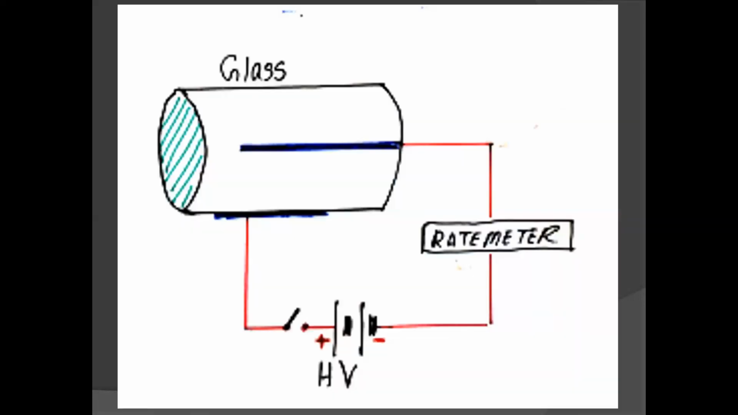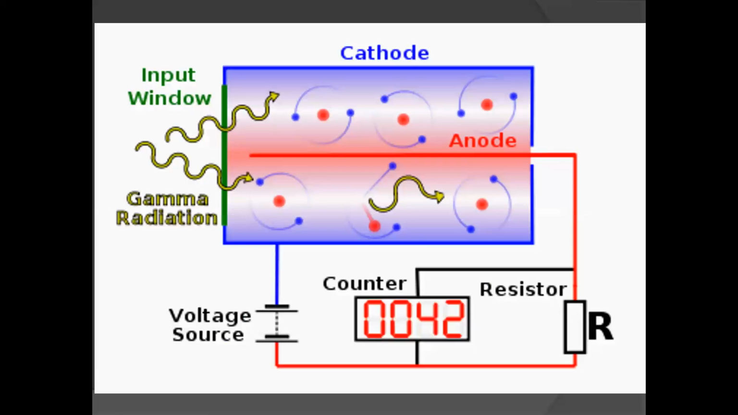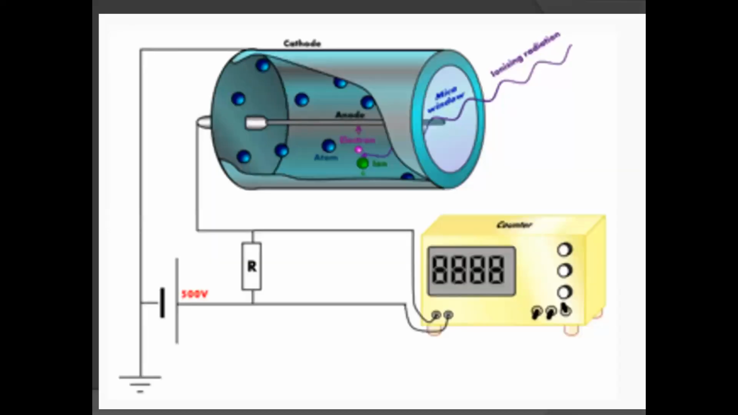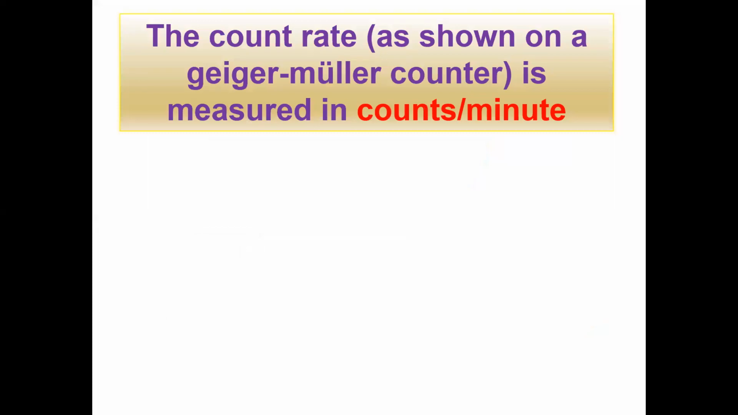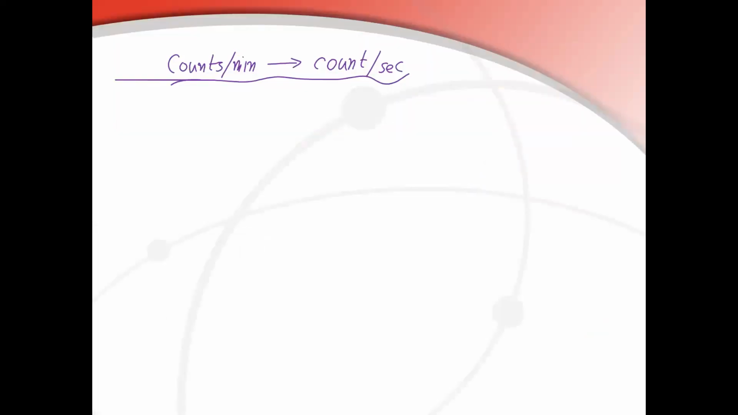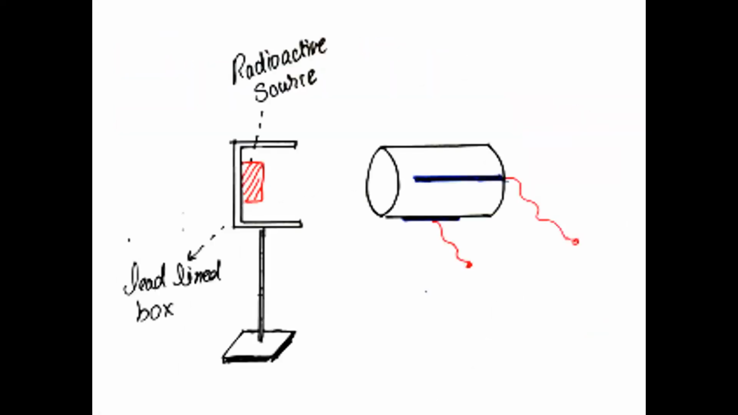This is the outlook of a GM tube, and it has a rate meter. When GM tube is working, it will capture, and if an alpha or beta particle enters, it shows the count rate on the apparatus screen. Now, the count rate shown is measured in counts per minute, which can also be in counts per second. This is how we set the apparatus.